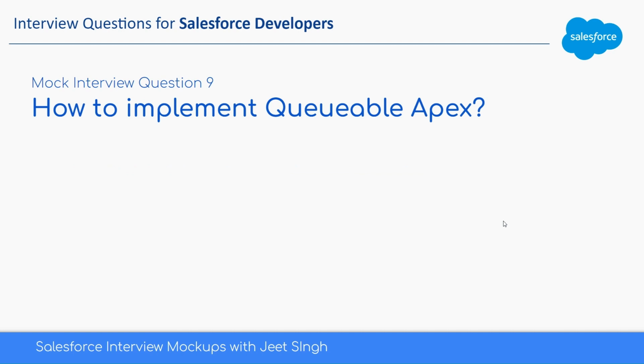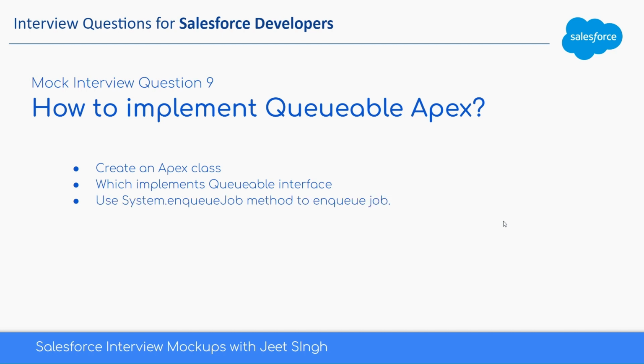How to implement queuable Apex? To implement queuable Apex, developers define a class that implements the queuable interface and contains the logic to be executed asynchronously. Once the class is defined, instances of it can be enqueued using the system.enqueueJob method.